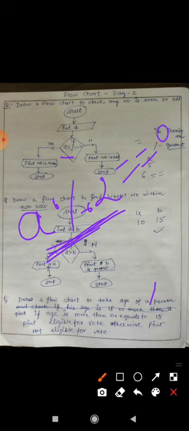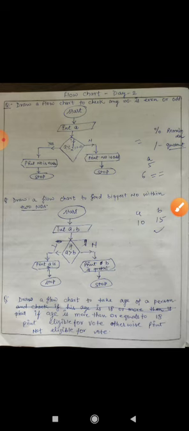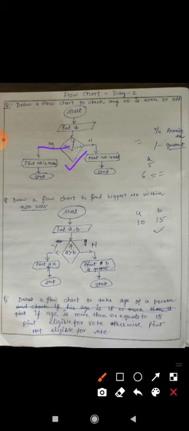0. So there will be two possibilities. Either it will be 0 or it will not be 0, true and false. So same thing you can see here, that if A modulus 2 equals to 0, if yes then it will move this side, and what will be the output? Print number is even. If no, it will come this side, and what will be the output? Number is odd. Then stop.